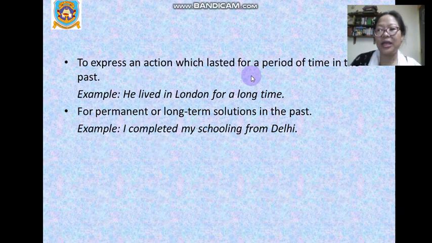Express an action which lasted for a period of time in the past. He lived in London for a long time. He lived in India for 5 years. So, which lasted for a period of time in the past. When we are talking about a period of time in the past, we use past tense. And we use it for permanent or long-term situations in the past.